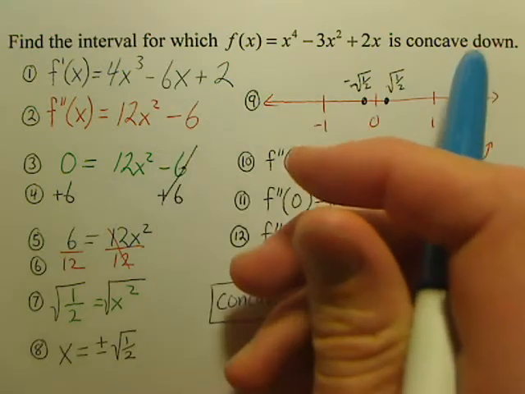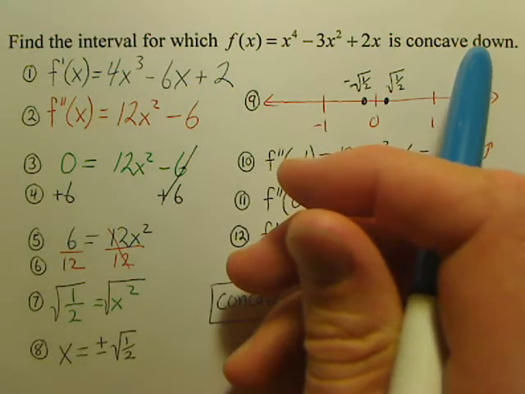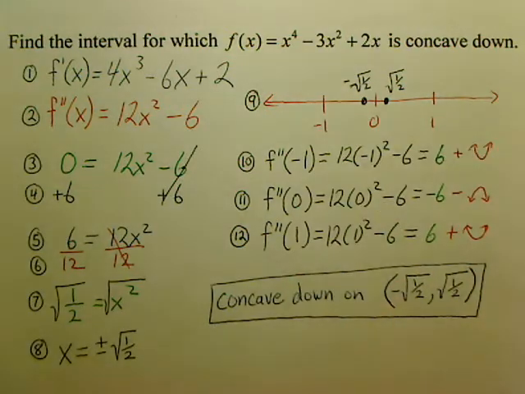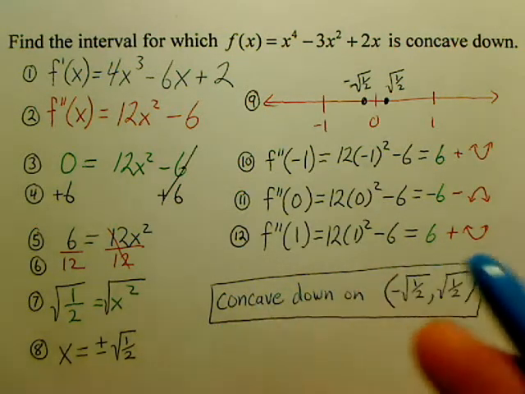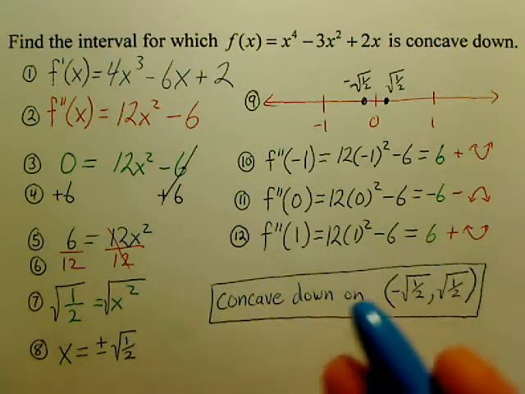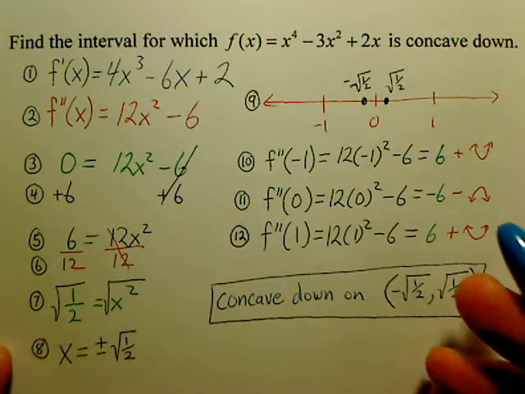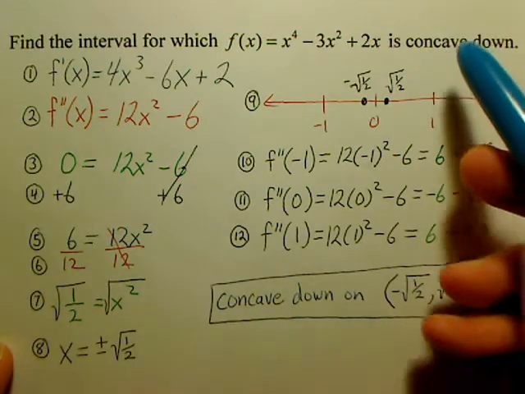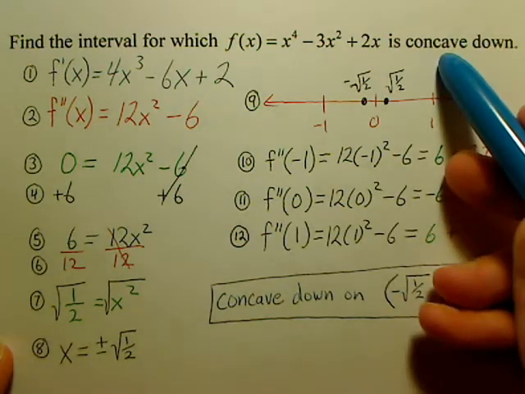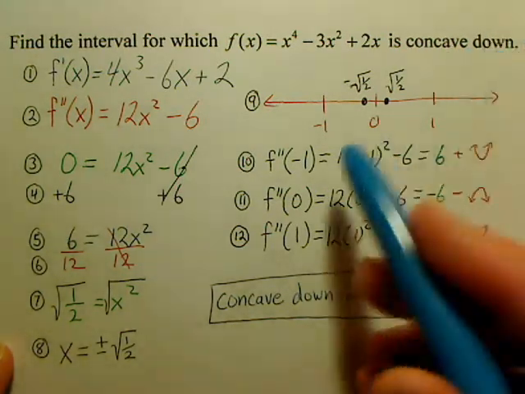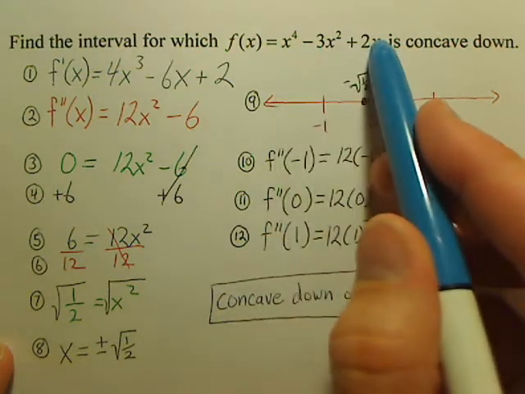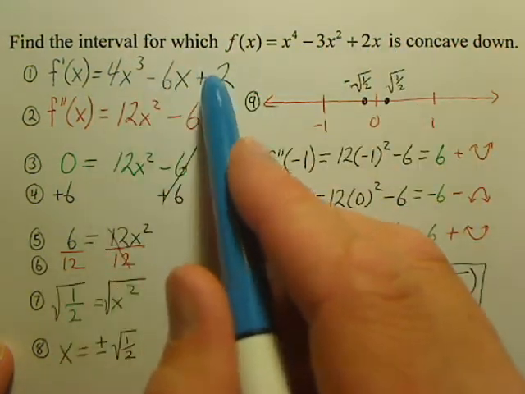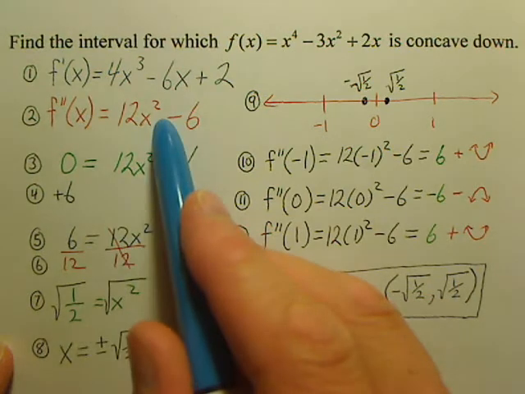If you want to find out where something is concave down, you have to find points of inflection and check the intervals to see what your concavity is. Basically, look for negative second derivatives, because concavity is the second derivative, and if it's down, it's negative. So what we do is take the derivative of this, bam. Take the second derivative, bam.